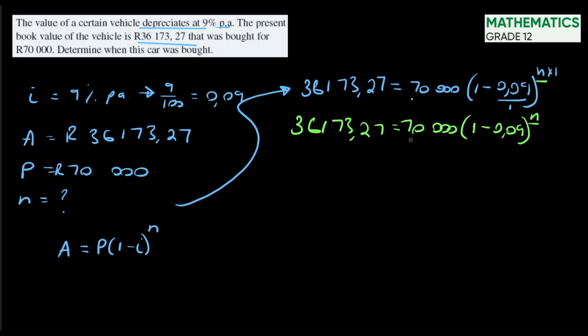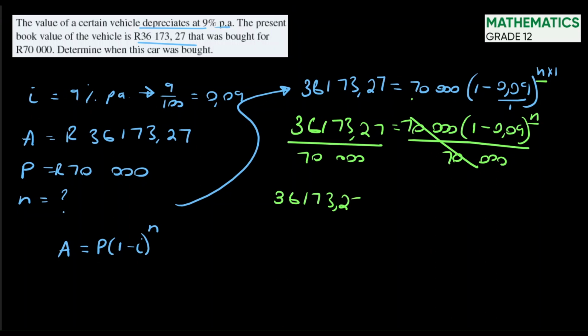So we divide first, unpack this by dividing both sides by 70,000. Divide both sides by 70,000, and we'll be left with 36,173.27 divided by 70,000, which is equal to 1 minus 0.09 to the power of n.